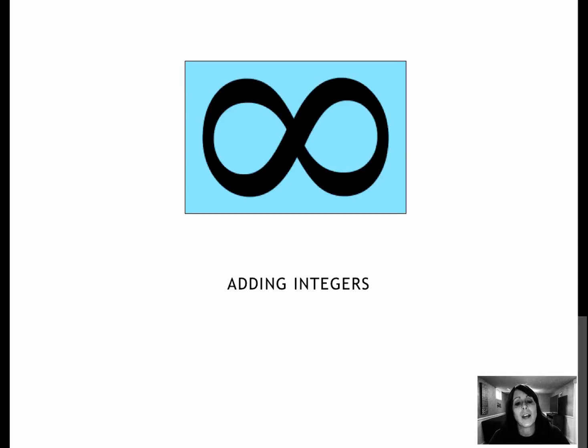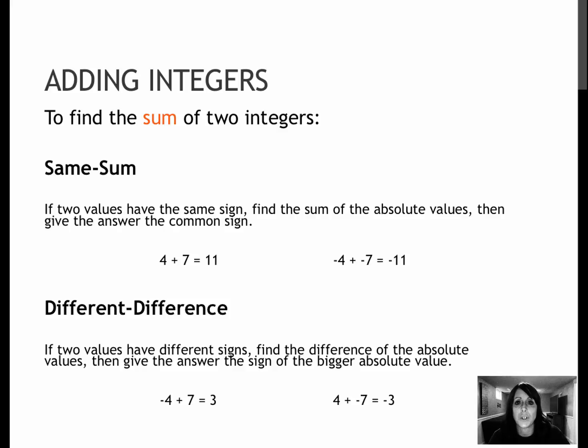We are now going to work on adding integers without using a number line. When we add integers, we really just need to remember a couple of very easy devices: same sum and different difference. If two values have the same sign, we're going to find the sum of them and give them the common sign that they have.